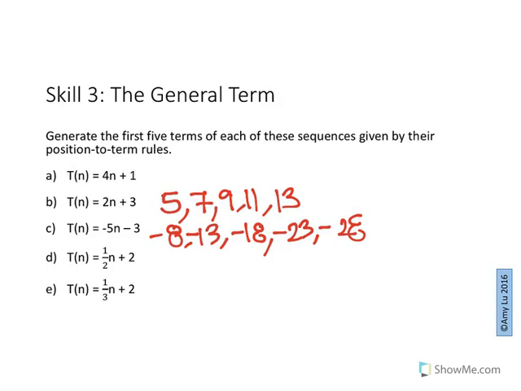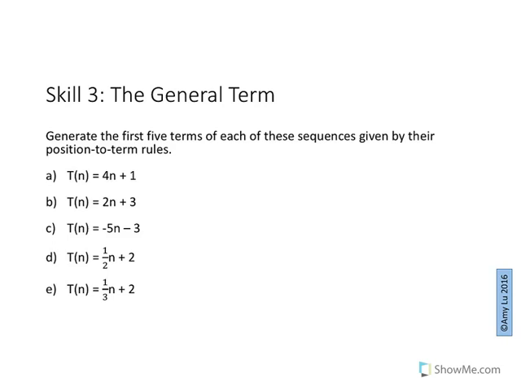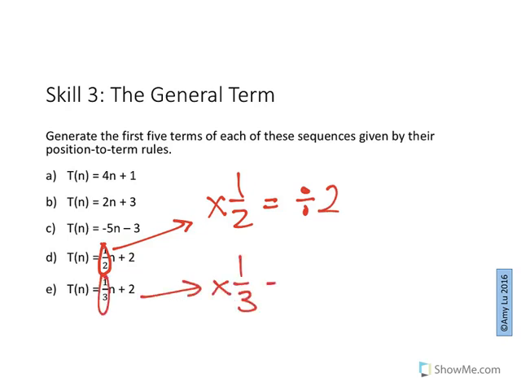In the next 2 sequences, you should have 5, 9, 11, and 13, and then negative 8, negative 13, negative 18, negative 23, and negative 28. Now, I want to explain the next 2 because they have fractions in them, and they shouldn't scare you. Basically, when we're multiplying by 1/2, it's the same as saying divide by 2. In this case, since we are multiplying by 1/3, it's the same as saying divide by 3.